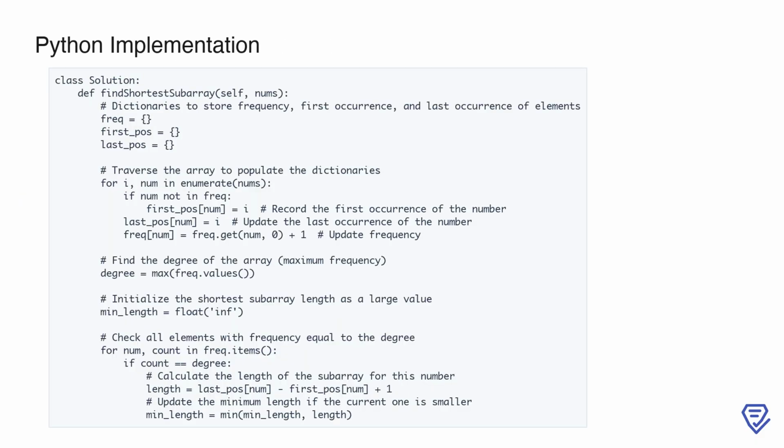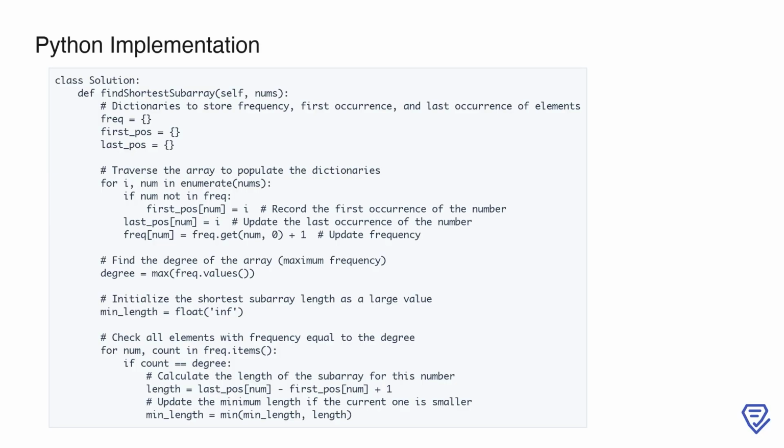Here, we begin by defining a class called Solution and the method findShortestSubarray, which takes a list of integers, nums, as input. To solve this problem, we use three dictionaries: frequency to store the frequency of each element, first_pos to track the first occurrence of each element, and last_pos to store the last occurrence of each element. These dictionaries will help us efficiently calculate the properties of the array we need.